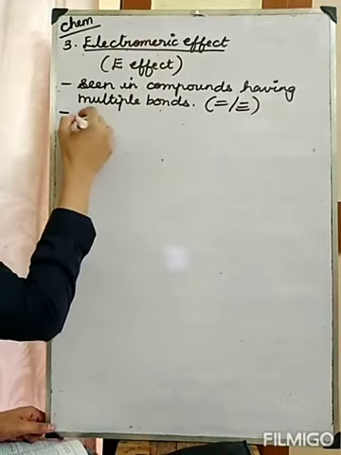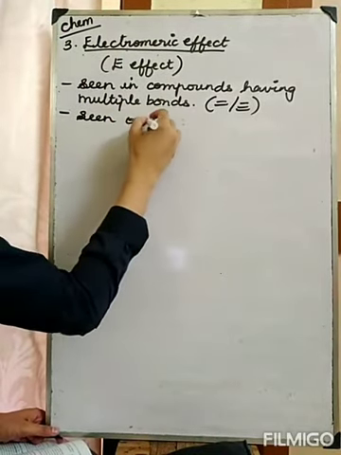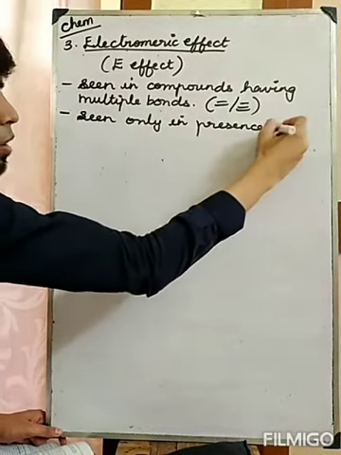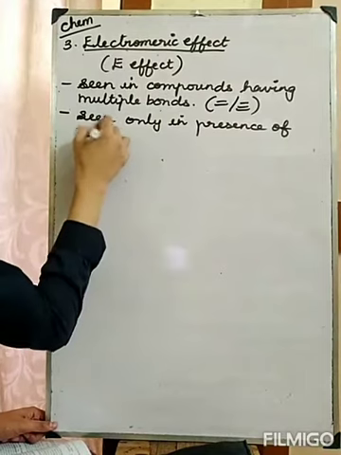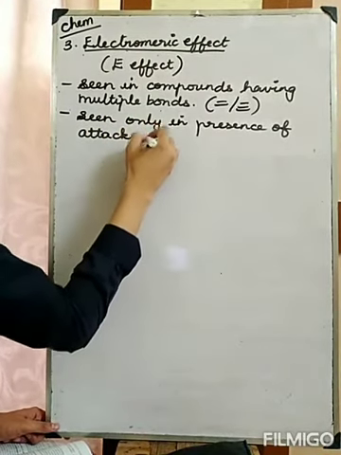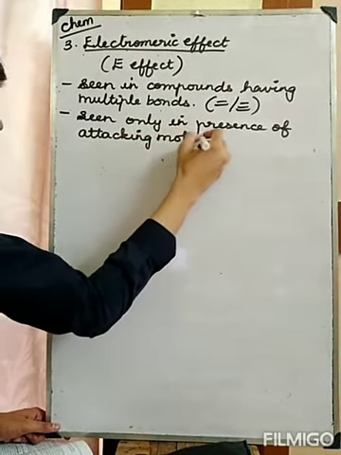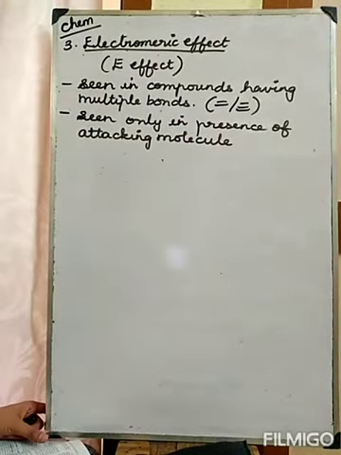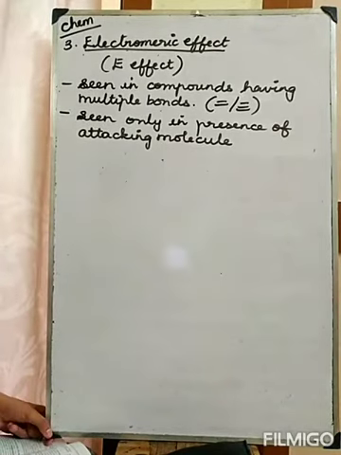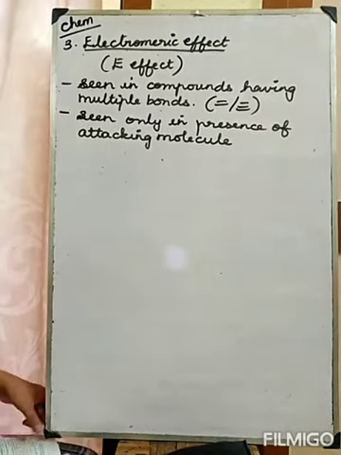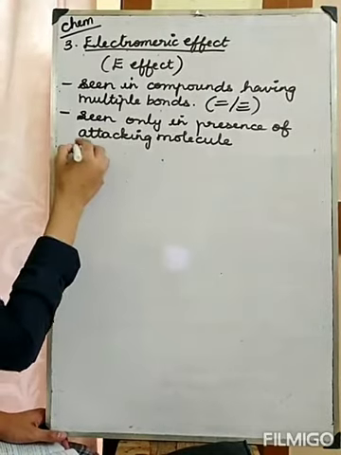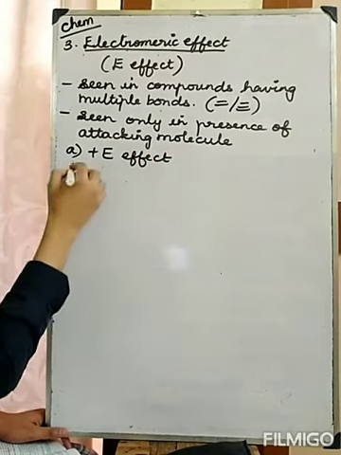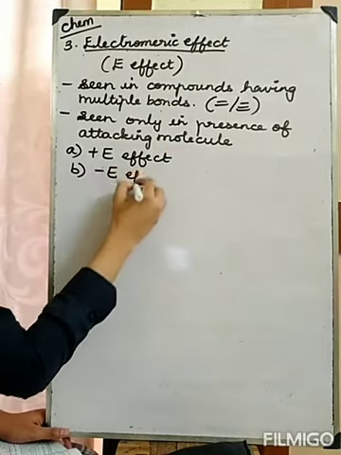This effect is seen only in the presence of an attacking molecule. Attacking molecule means what? If any molecule comes and attacks that compound, then only we can see this effect. Okay, so it is divided into two types. It is plus E effect and minus E effect.